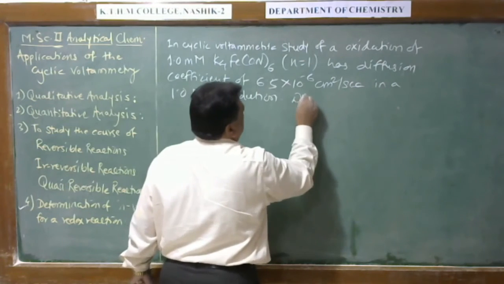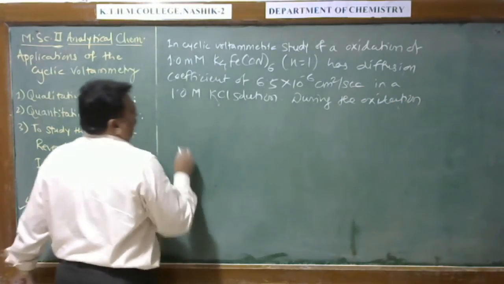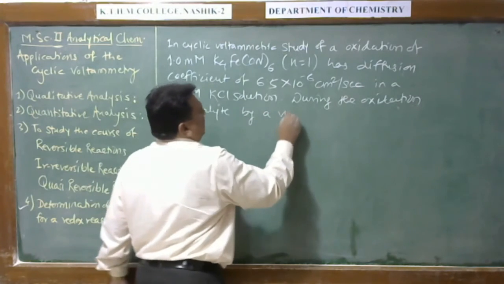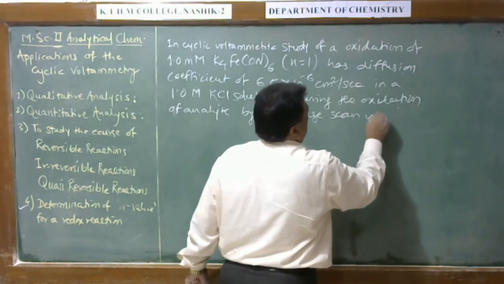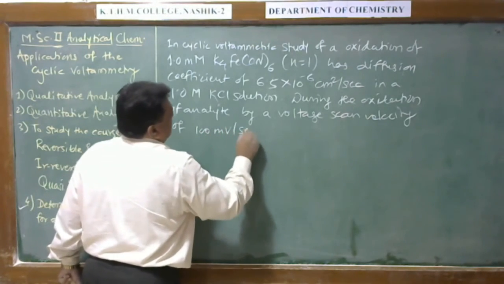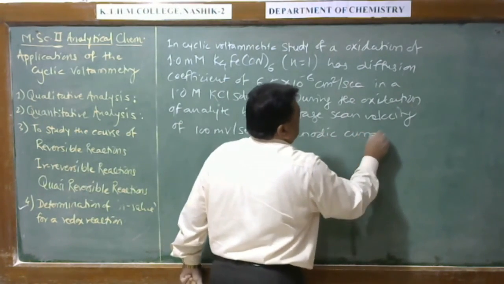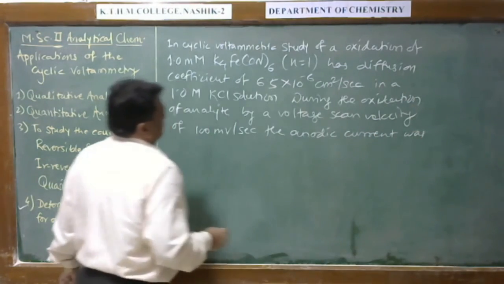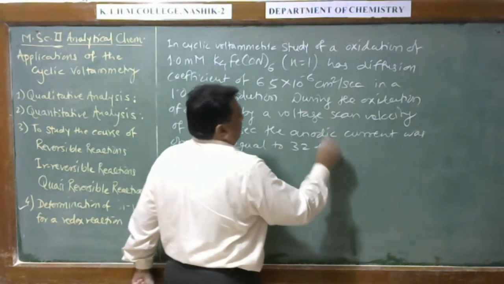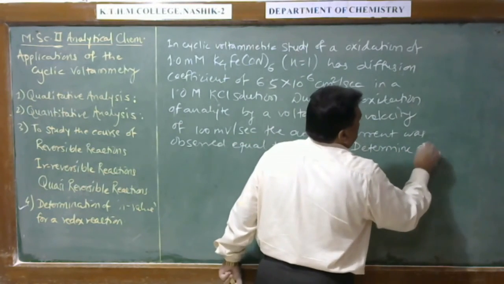During the oxidation of analyte by a voltage scan velocity of 100 millivolt per second, the anodic current was observed equal to 32 microampere. Determine electrode area.